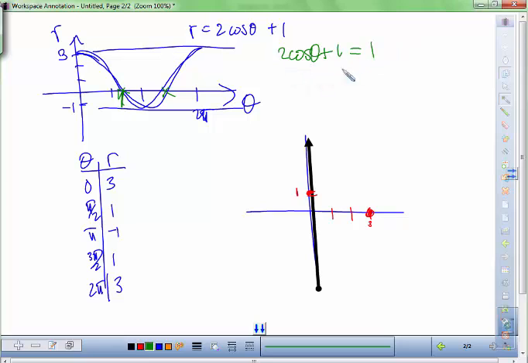So I want to know when the radius is 0, when this thing is going to cross the x-axis on this graph, and cosine theta is negative 1/2. So when is it equal to 1/2? 60 degrees? 60 degrees, yeah. Which is pi. Oh, I'm sorry. It should be negative, right?